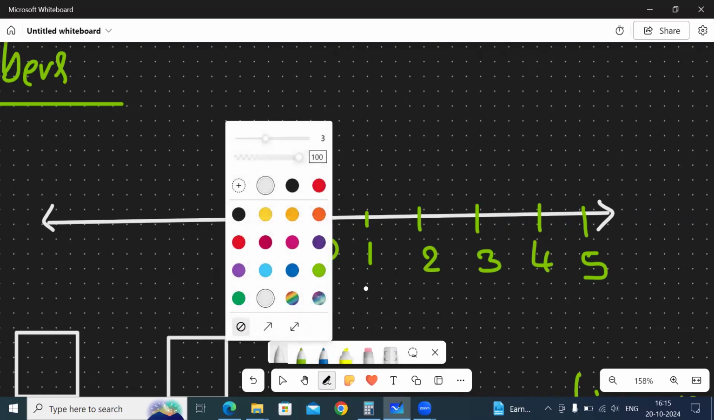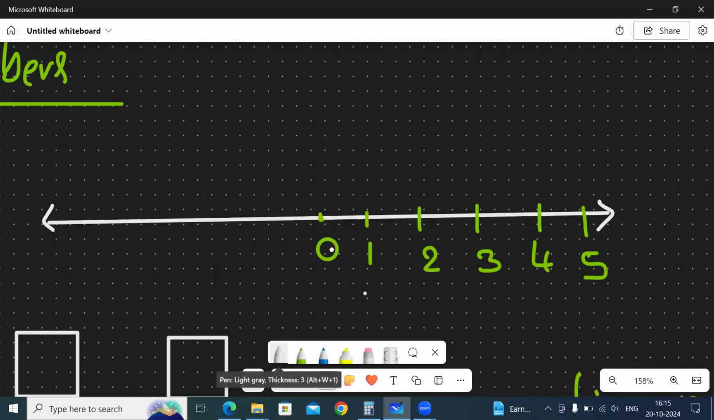So when you look at this particular thing, that is 0. Here, 0 is nothing but an origin. We call this particular number 0 the origin.